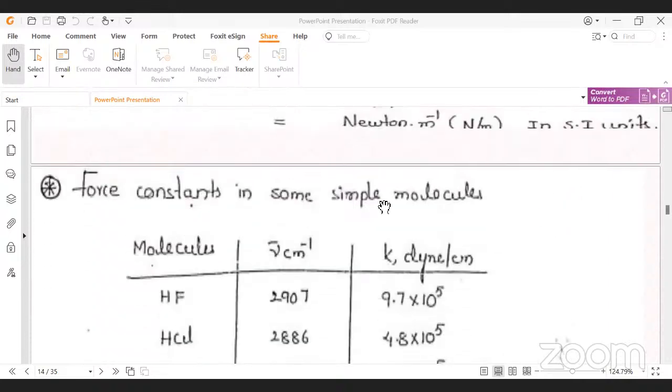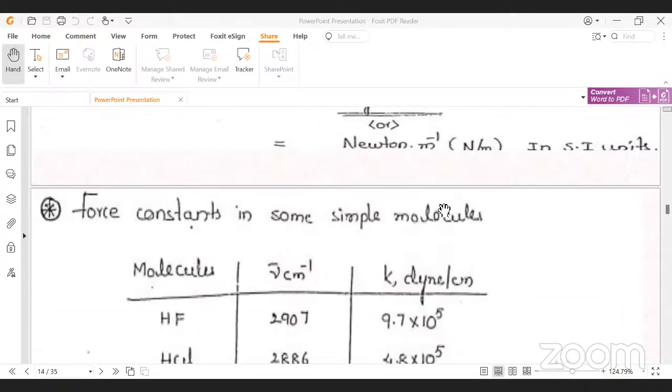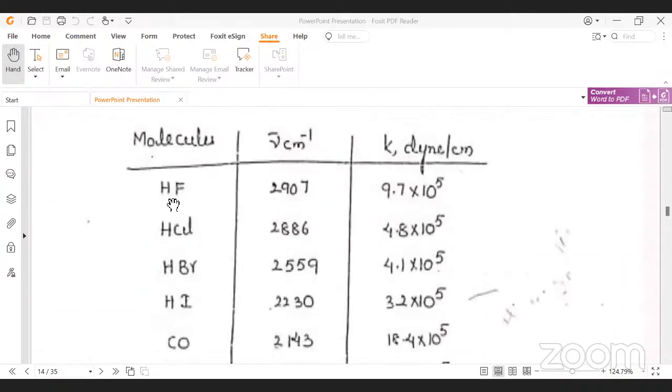Force constant in some simple molecules. Look here: hydrogen fluoride, HCl, HBr and HI. These are the same group, molecules having the same group. The difference is the electronegativity differences.